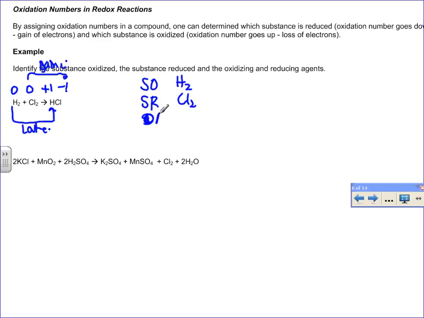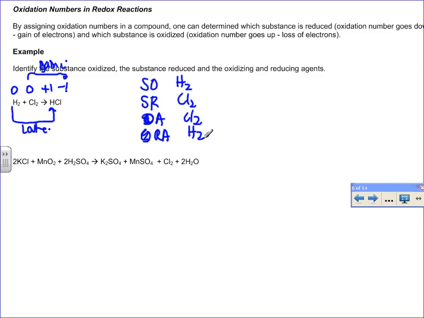The oxidizing agent is the substance that has been reduced. It is the substance that is helping the oxidation to occur. So whatever is reduced is the oxidizing agent, and whatever is oxidized is the reducing agent, which in this case is the hydrogen. So when you're identifying the substances oxidized, reduced, and the agents, it's always going to be reactants that you are giving.